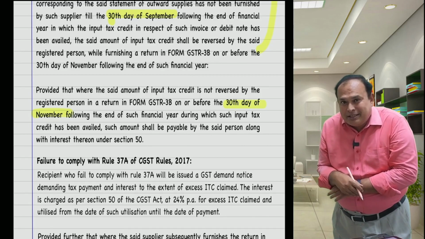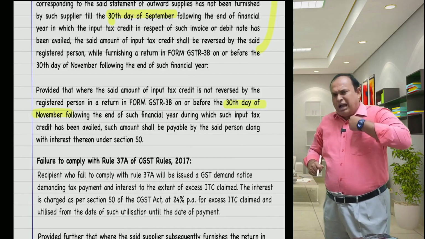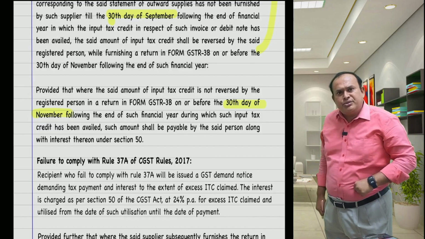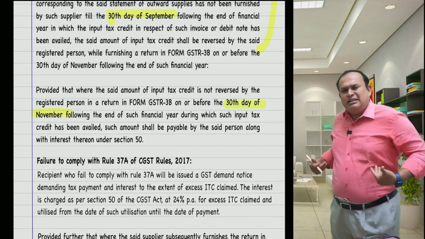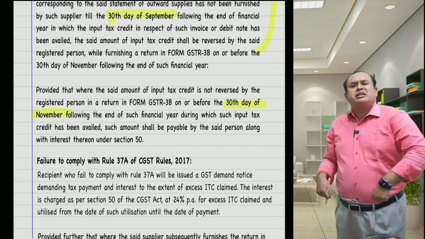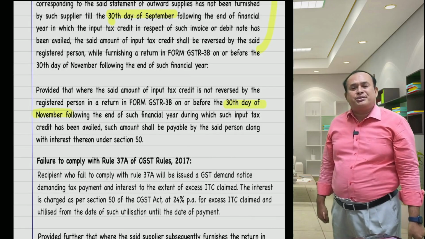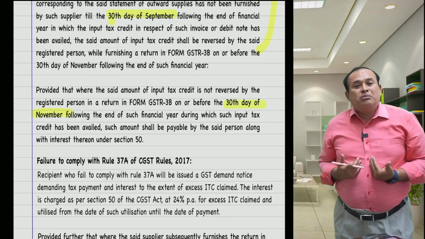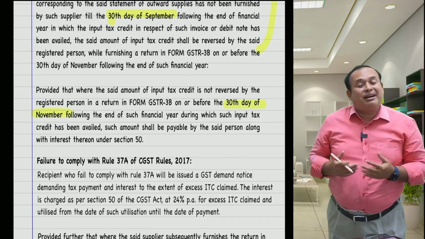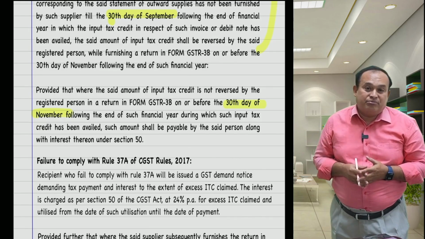Now the recipient says, I am not going to reverse the credit because I am an honest guy. I paid the tax. I have received the goods. I have my tax invoice. I am a gentleman. Why should I reverse the credit because my supplier did not pay the tax? Sorry, Mr. Recipient. You are a gentleman, but your corresponding person is not a gentleman. You have to suffer for it. Sorry.